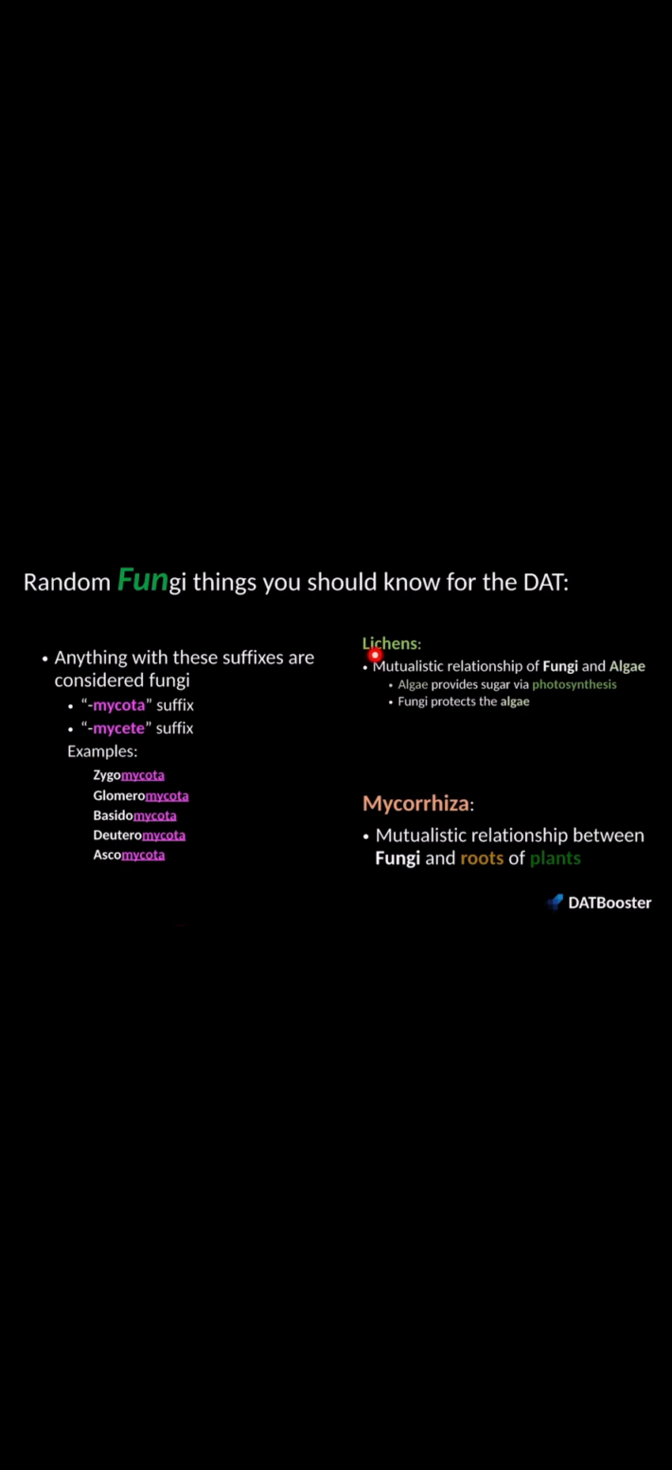Lichens are super important, and you should definitely know what they are. That's a mutualistic relationship of fungi and algae together. So the algae is going to provide the carbohydrates through photosynthesis. Sometimes that algae can be cyanobacteria as well. And then the fungus is contributing to this relationship by providing protection. So they're both mutualistically benefiting from each other.